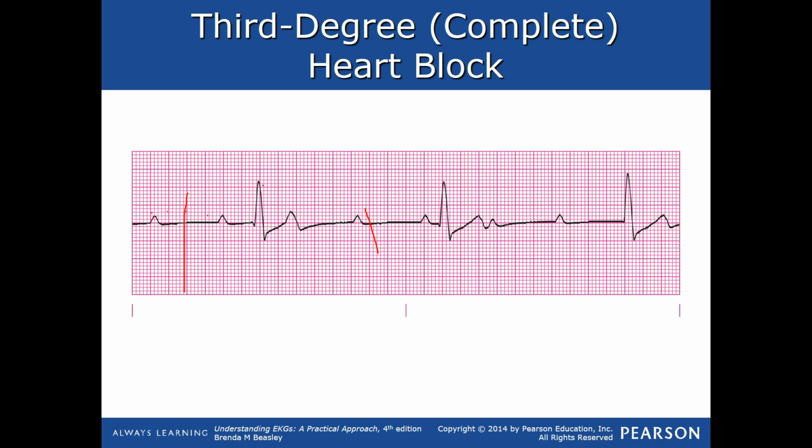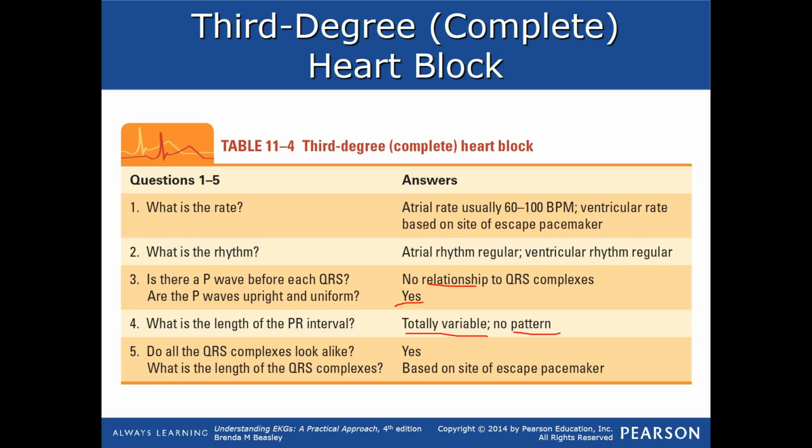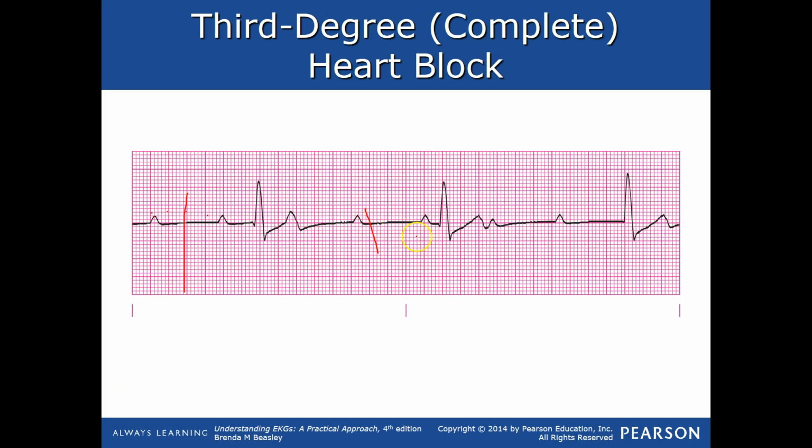Well, the atria is very regular. The ventricular rate, when you look at it, though, is regular as well. It's just these jokers aren't matched up together. Then our P waves are upright, but the problem is there's really no relationship between the P wave to the QRS. QRS is a little bit wide. As you can imagine, we have some ventricular pacing going on.